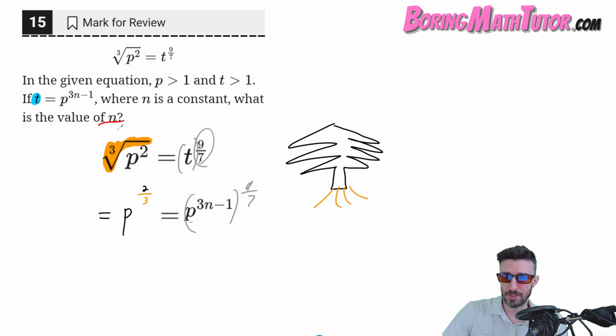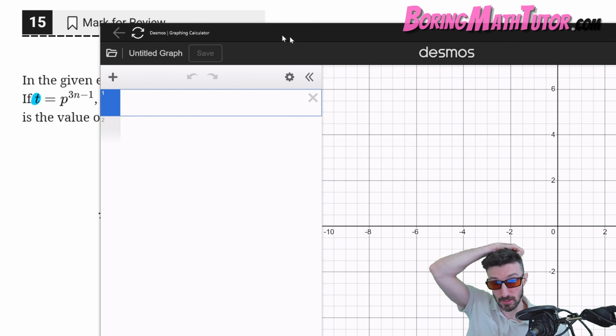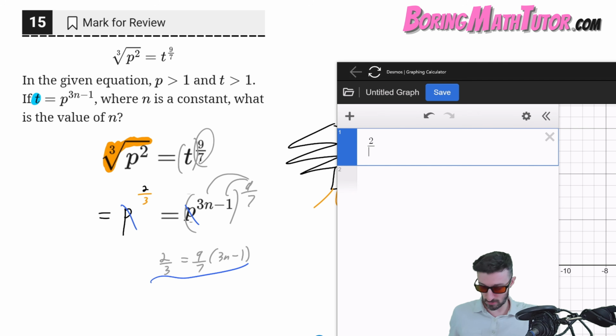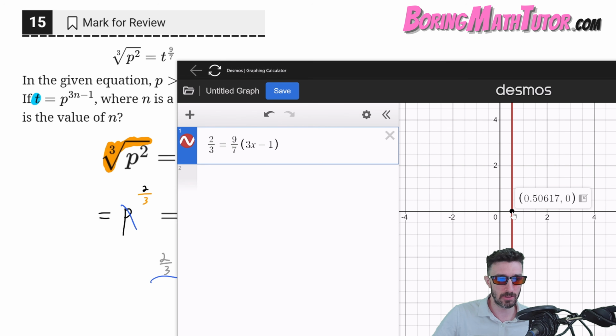And they're asking us what's the value of n. So at this point, I want to multiply the 9 over 7 in, and it's going to be 9 over 7 times 3n minus 1 equals 2/3. Because if you have the same base, you can just basically ignore it and just set these equal to each other. So then we just head to Desmos and get it to solve the equation, so that way we don't make any mistakes. We'll just put in 2/3 equals 9 over 7 times 3x minus 1. And then we'll just scroll over here and see what our answer is.